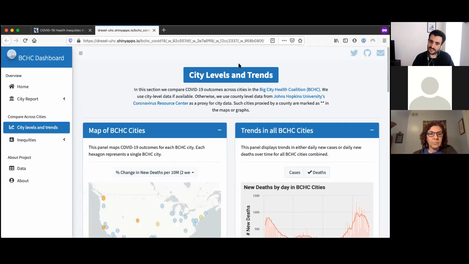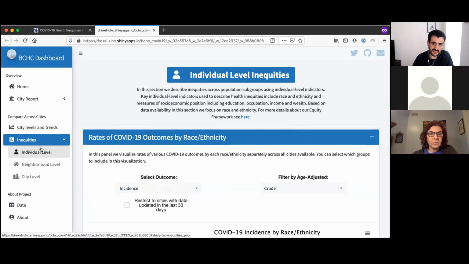Now, that's if we only are interested in trends overall. But as we said before, one of our biggest interests is comparing cities to each other in terms of inequities. And that's where the comparison of cities by inequities comes in. And in this area, we have three aspects which align with those parts of the equity framework we mentioned before, which are individual level inequities, which we call individual level inequities so people know what to look for.